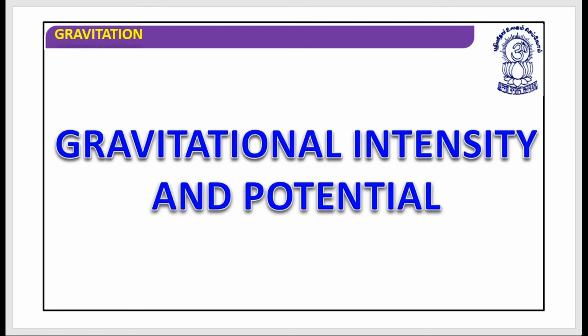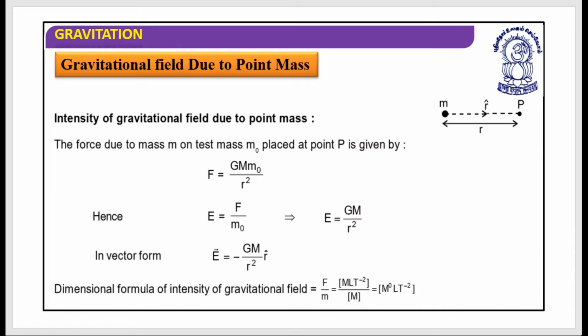In today's class we are going to discuss gravitational intensity and gravitational potential. So let's discuss it. First, we will begin with the gravitational field, which we call gravitational intensity, due to a point mass, a very small mass. Let's understand that a small mass m is kept over here, and I want a gravitational field due to this point mass m.